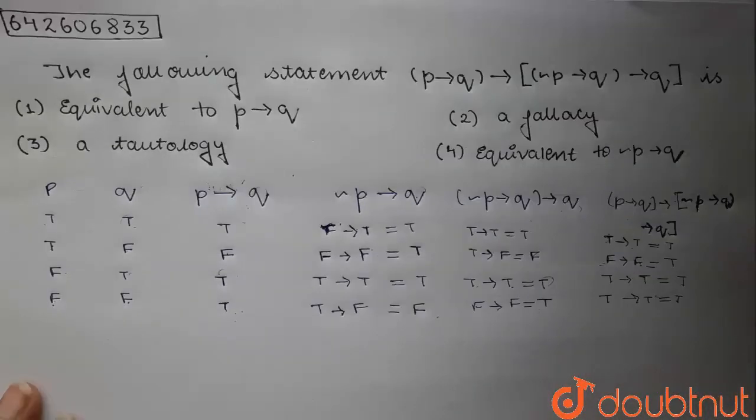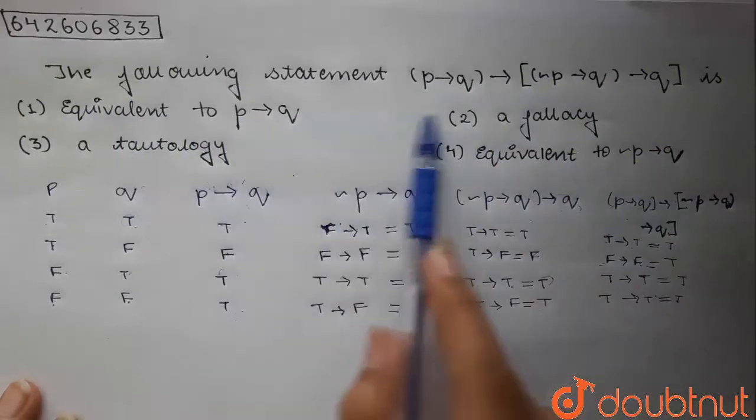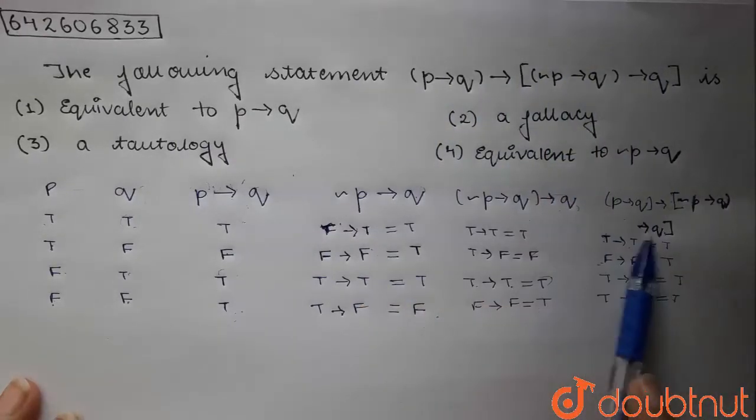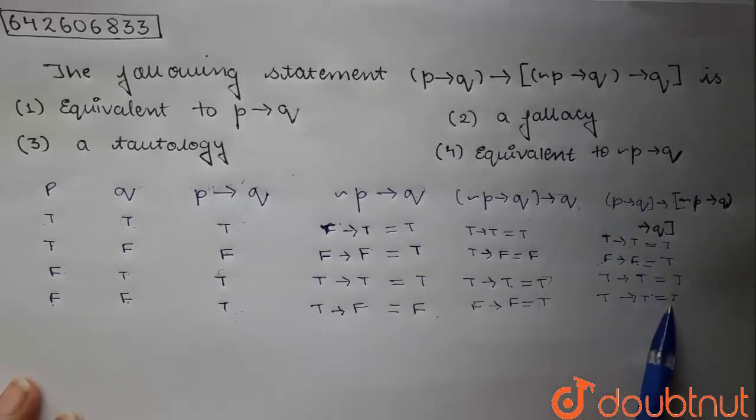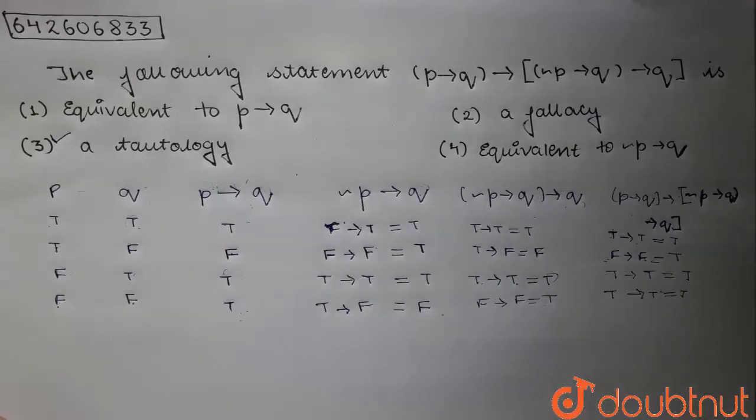Now if we look at the question, we were asked about the following statement and we had these four options. The truth values of this statement come out as true, true, true and true. That means it is a tautology. So the third option is the correct answer. Hope you got it. Thank you.